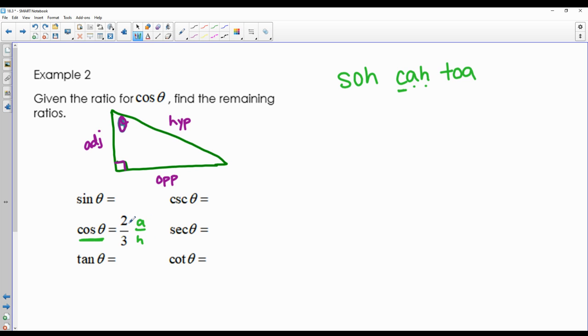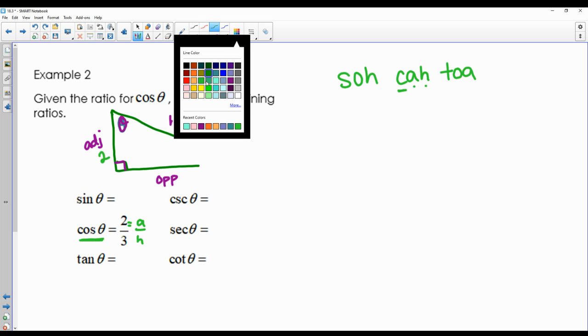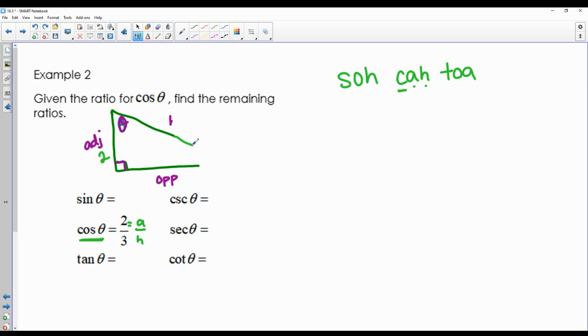So they've really given me two sides. They've told me that my adjacent side is 2. Let's go ahead and mark that. And my hypotenuse side is 3. I guess I didn't need the equal sign. Oops, that was a big one. Hypotenuse, that side is 3 right there.